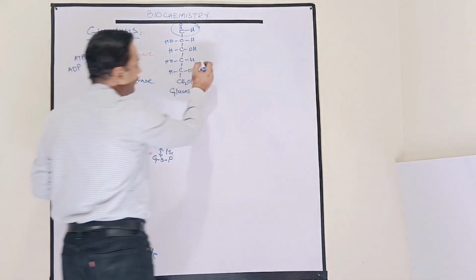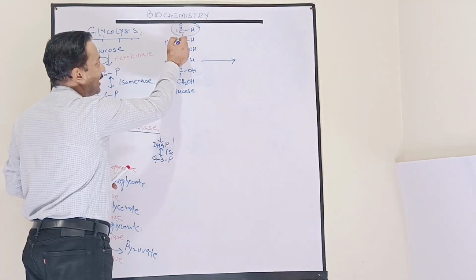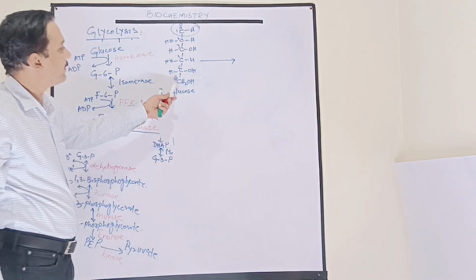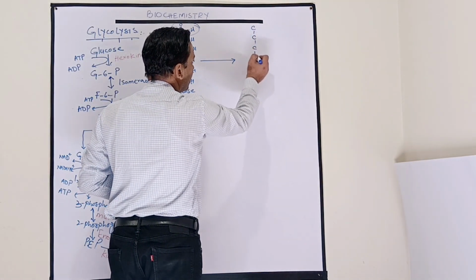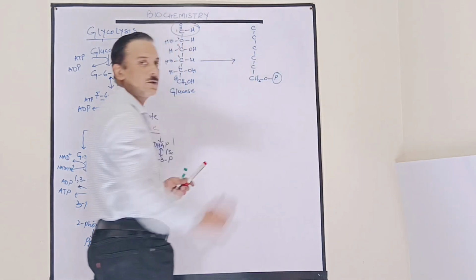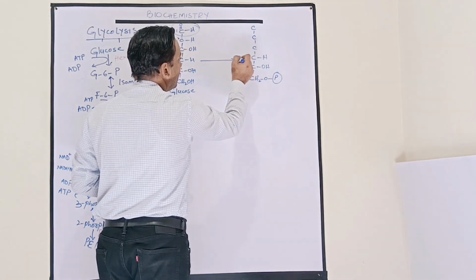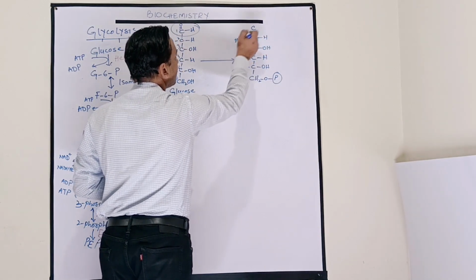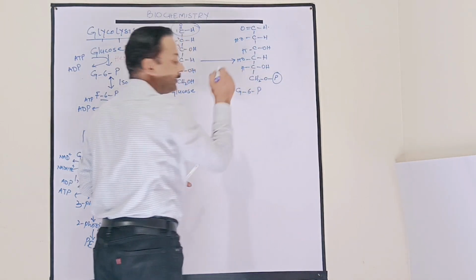This glucose molecule first converts into glucose 6 phosphate. This is carbon number 1, 2, 3, 4, 5, and 6. So at carbon number 6, a phosphate group is introduced and it becomes CH2OP. This is the phosphate group. The remaining structure remains the same. This is glucose 6 phosphate.